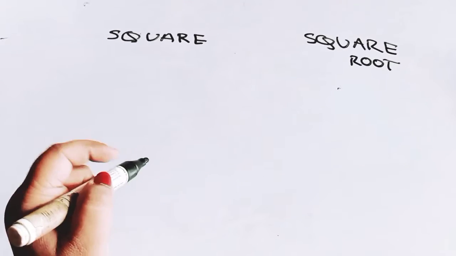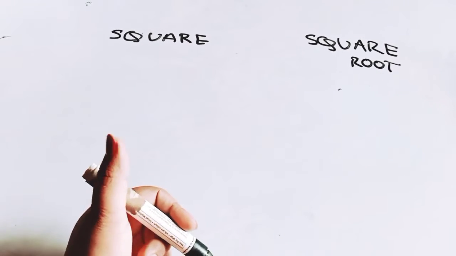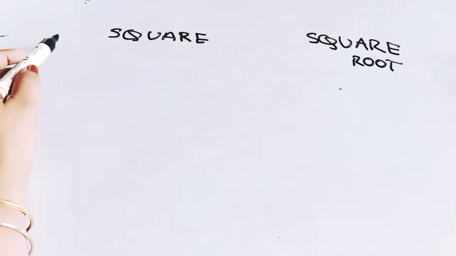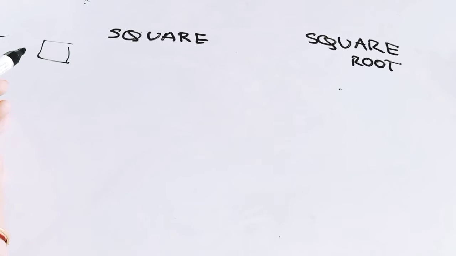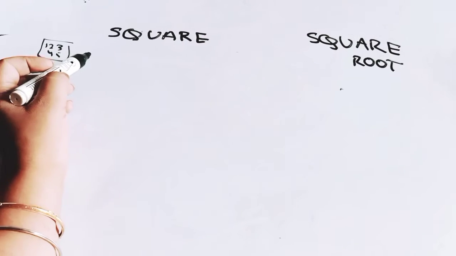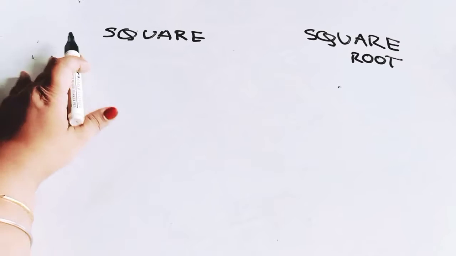Hello Smarties. Today our topic of discussion is square and square root. Well, it is no ordinary shape, okay? But numbers within a shape. A bit confused? Don't worry. Let me give you an example.